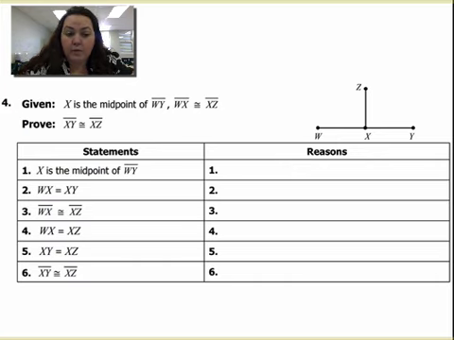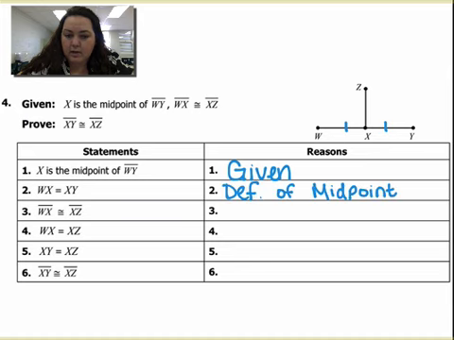All right, so our proof. Given that X is the midpoint of WY and that WX is congruent to XZ, prove that line segment XY is congruent to line segment XZ. Okay, so they said X is the midpoint of WY. We knew that. It was a given. So if X is the midpoint of WY, then that means that WX is the same size as XY. All right, so that's what I can say here. WX is equal to XY by the definition of a midpoint.